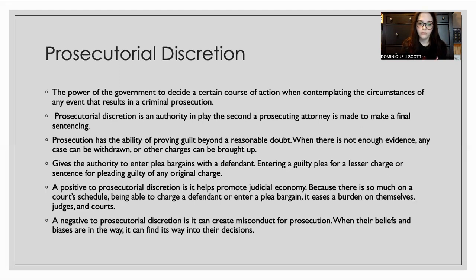A negative to prosecutorial discretion is it can create misconduct for prosecution. When their beliefs and biases are in the way, it can find its way into their decisions.